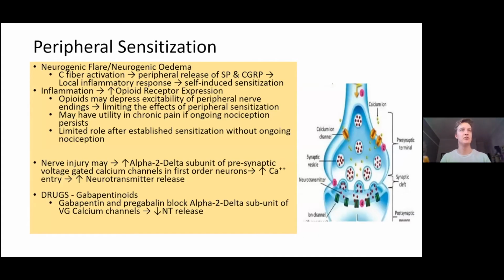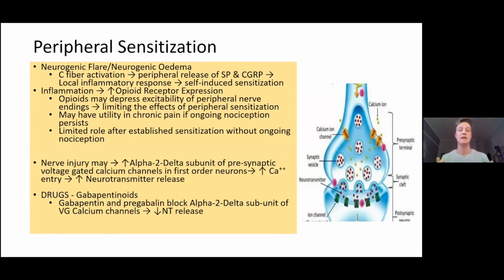Some extra detail on the peripheral sensitization, I would try and get in about the neurogenic flare or the neurogenic edema, this self-propagating cycle of the neuron gets excited, it sends out its own inflammatory mediators, and it re-excites its local tissues and itself. You could mention that in the setting of acute inflammation, there is opioid receptor expression.